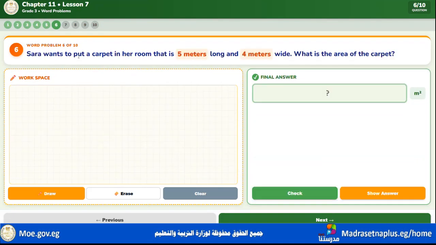Sarah wants to put a carpet in her room that is 5 meters long and 4 meters wide. It's a rectangle. Find what? The area. Area equals length times width. It will be 20 square meters.